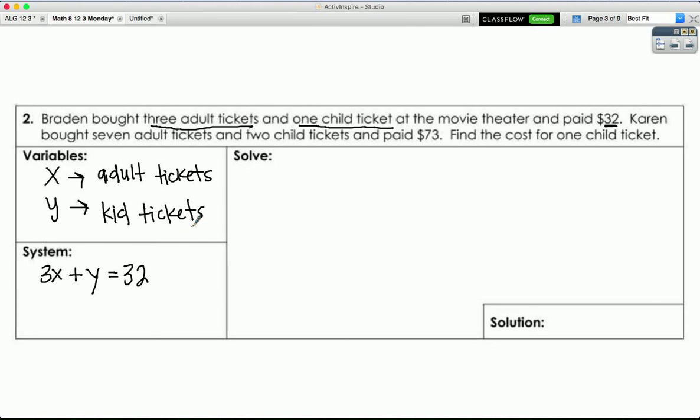The other equation is going to come from Karen. Karen had 7 adult tickets. So Angel, how would I represent Karen buying 7 adult tickets? Well, isn't X adult tickets? So wouldn't it just be 7X? Yeah, okay. And then 2 children's tickets, which we said was Y, so plus 2Y, and Karen's total was $73.